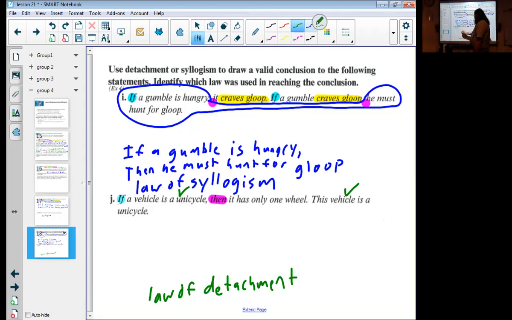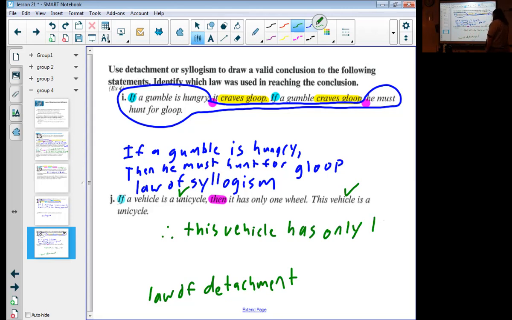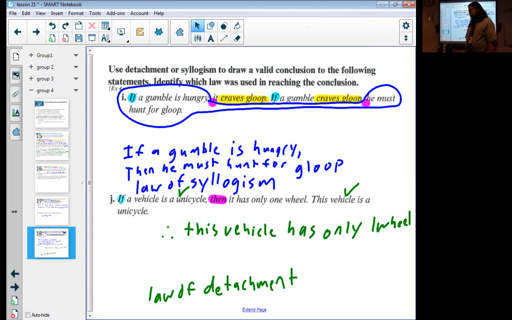And we can say, therefore, this vehicle has only one wheel. And that is the end of lesson 21.